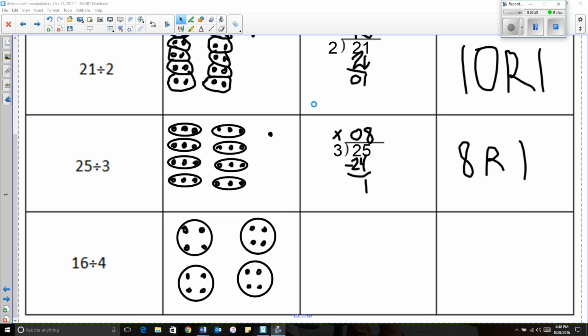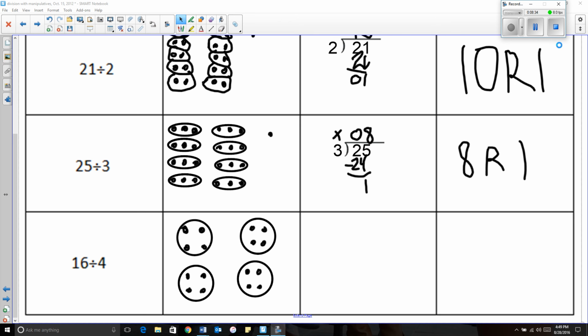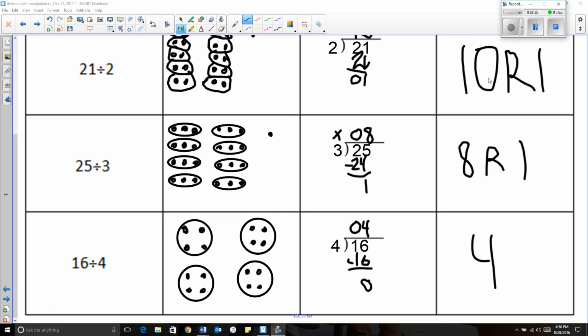So getting our final answer here. So if you did it correctly, you should have 04 on top. Notice we got a 0 when we subtracted, so there's no remainder. You don't need to put 4R0. 4 is fine without a remainder, so just put a plain old 4 and you're done. So go ahead and flip over and get the other side done on your own.